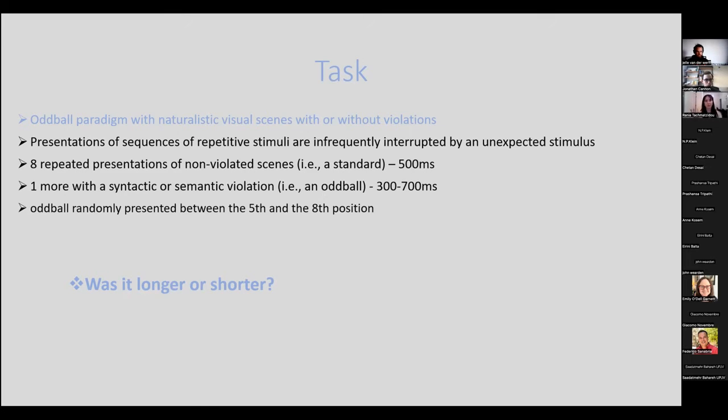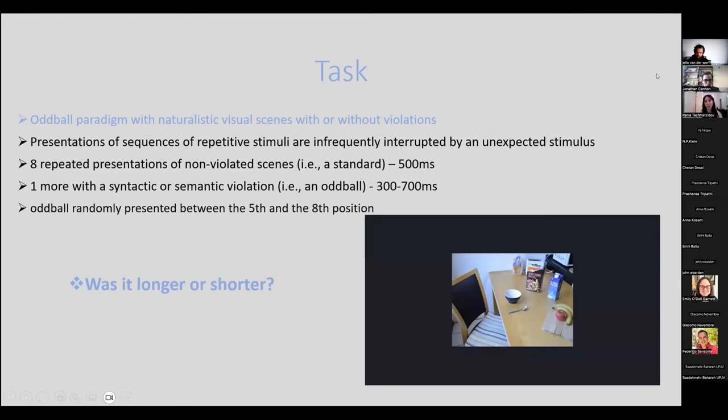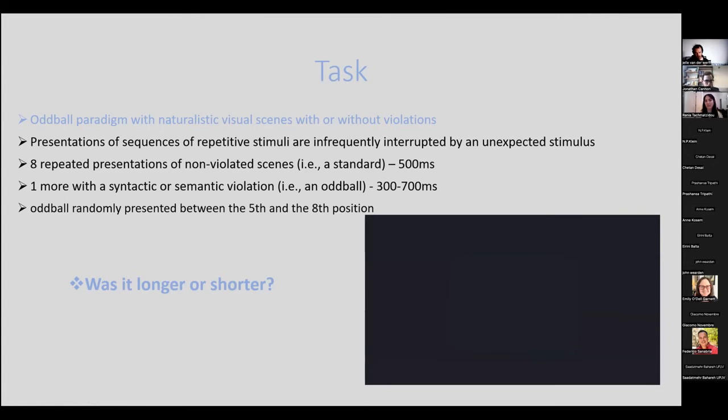So participants view this stream of images, and at the end of each trial, it was a really easy question. We asked them if they believe that this different image was longer or shorter than the other ones. So here you can see an example of one trial of our experiment. I believe you can see the video. So these are all the same pictures, and this was a different one. So that's an example of the oddball paradigm that we used in our research.